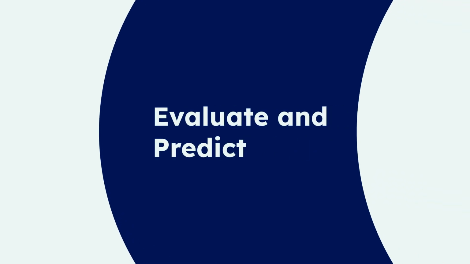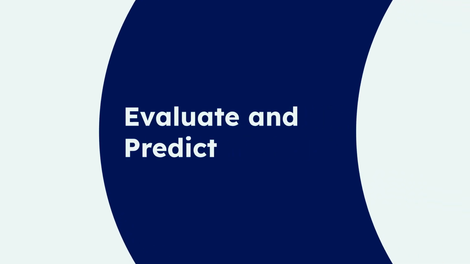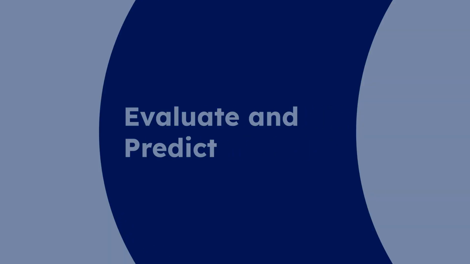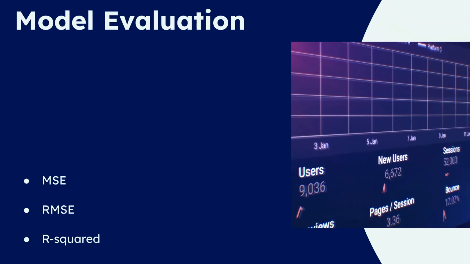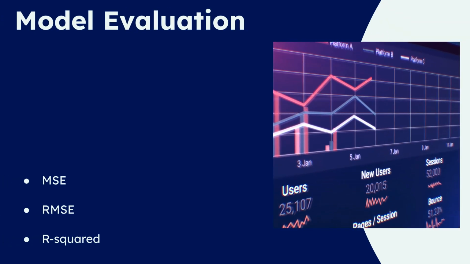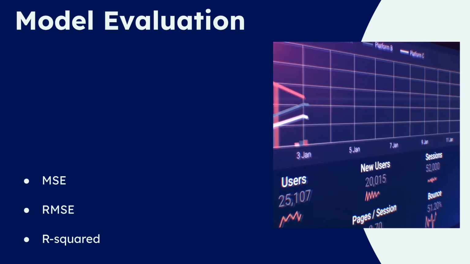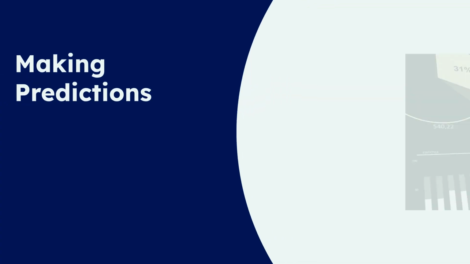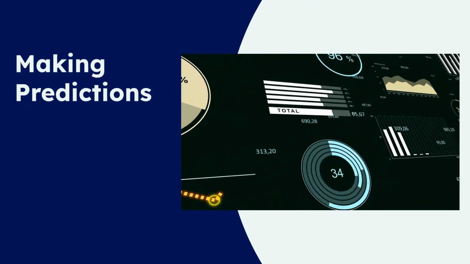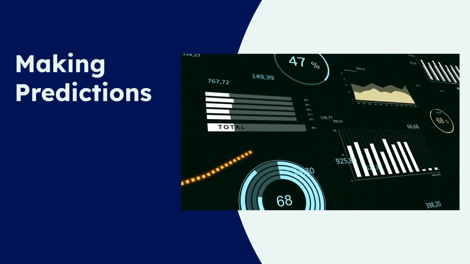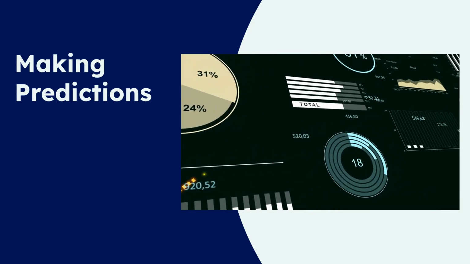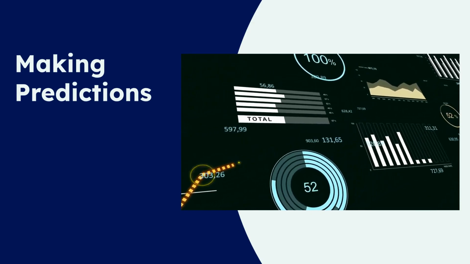Once training is complete, we must evaluate performance and use the model to make new predictions. Evaluate your model using performance metrics like mean squared error, root mean squared error, and R-squared to assess its accuracy. Use model.predict(test) to generate predictions. You can then convert the results to a pandas data frame and compare predicted values against actuals.